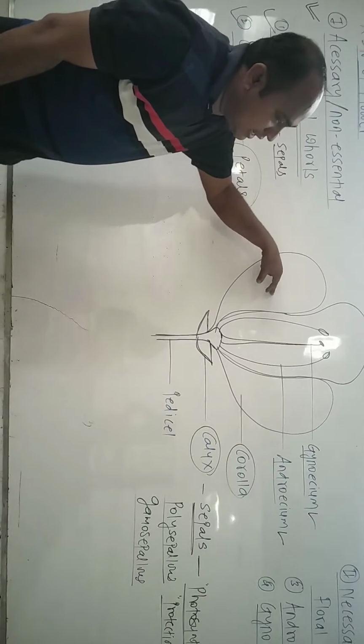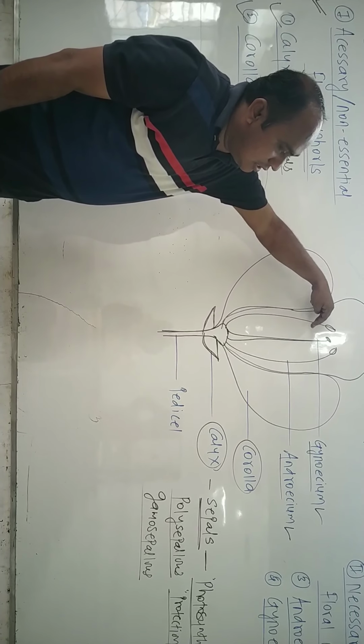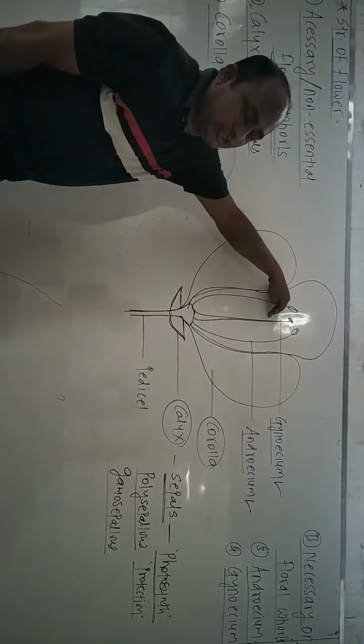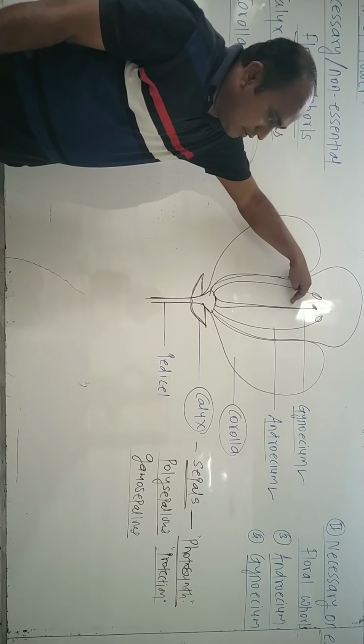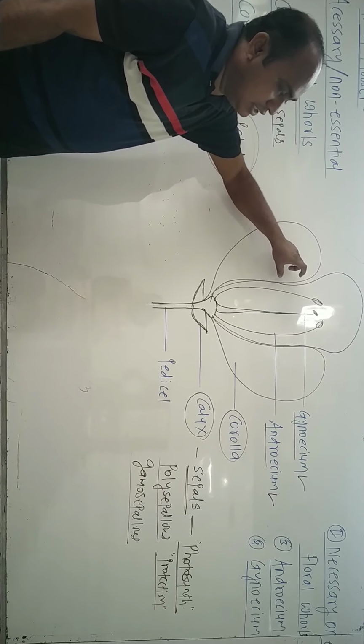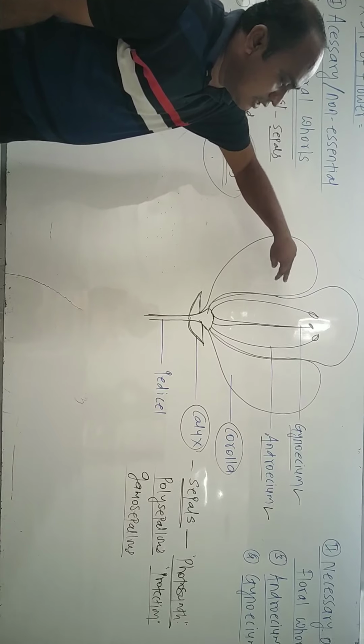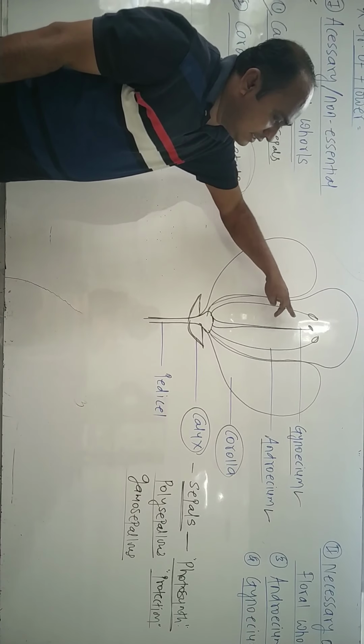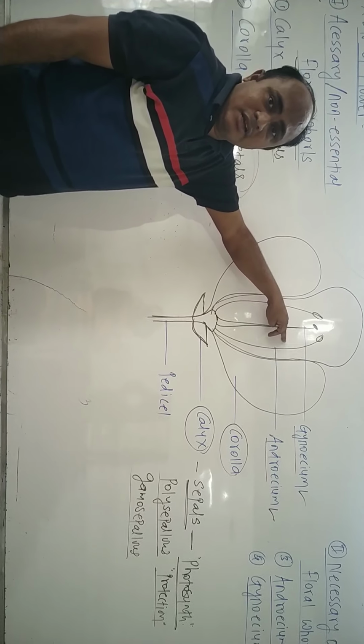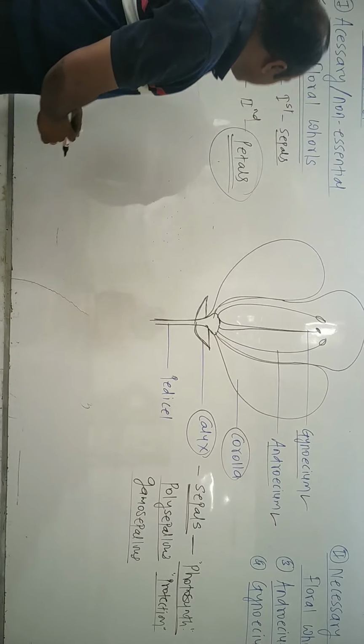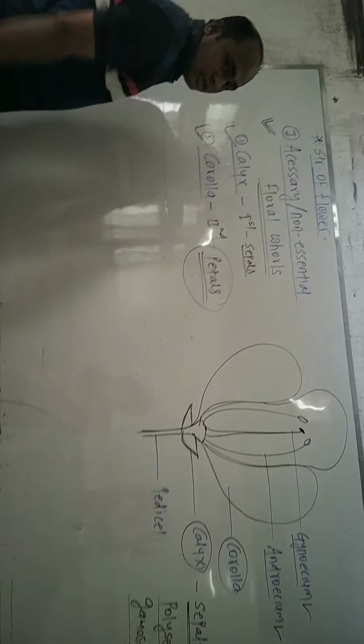These petals protect the inner six organs, that is, the androecium and gynoecium. Again, when the flower is in bud condition, it also protects the inner six organs, that is called androecium and the gynoecium. So that is about the second whorl of the flower, that is called corolla.